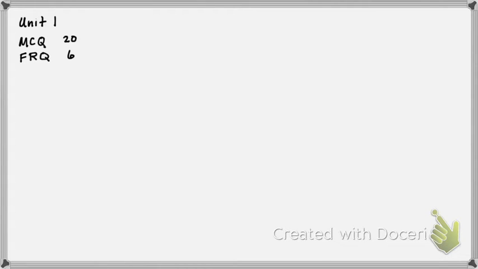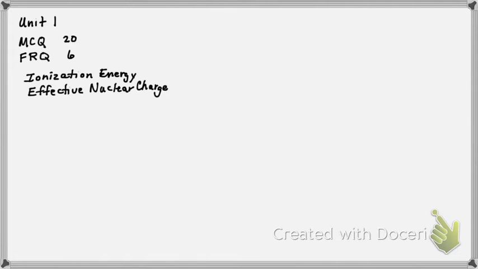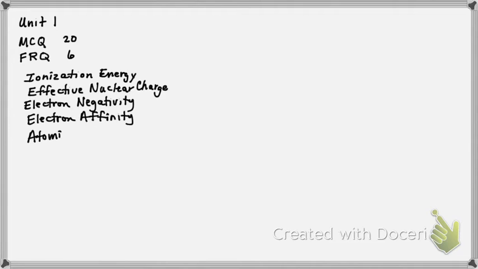So things that you need to make sure you know. Make sure you know the definitions of ionization energy. Effective nuclear charge. Electronegativity. Electron affinity. And atomic radius. Or basically radius of anything. What do we mean by that? Okay.